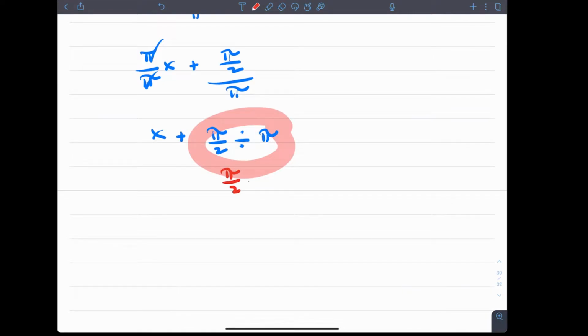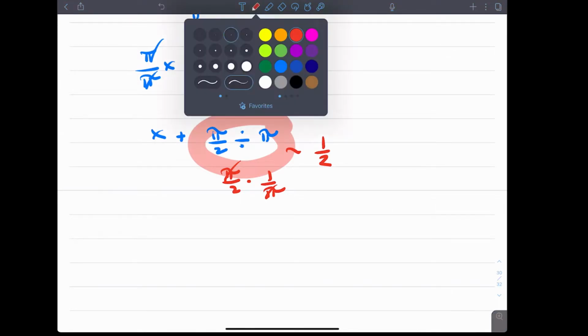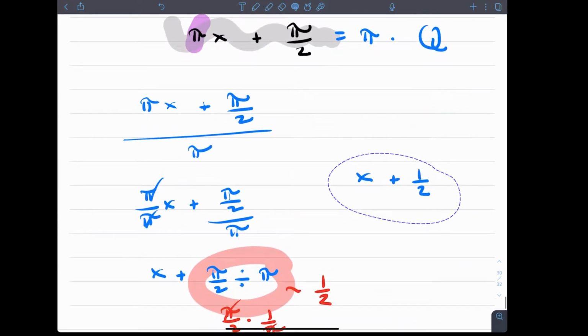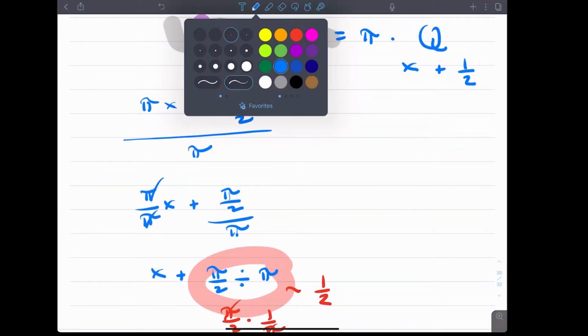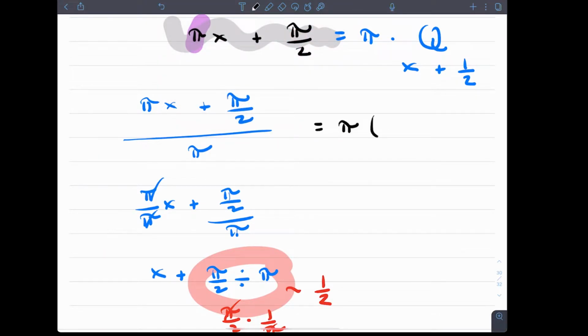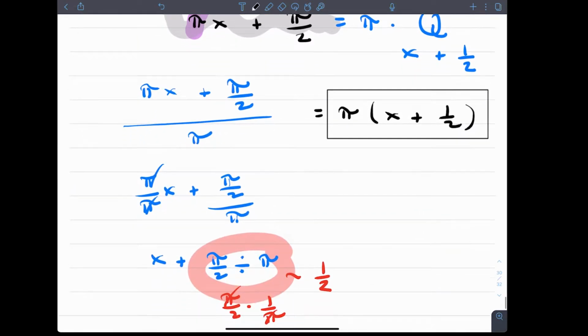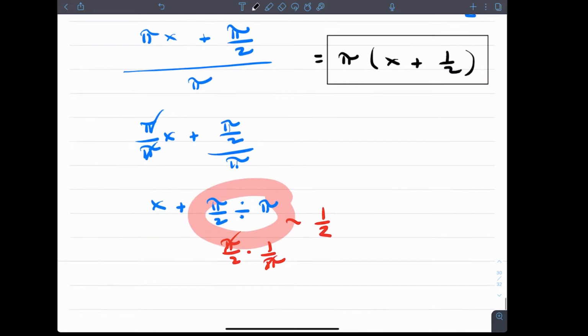Pi over 2 times 1 over pi. What do you think just happened? That's 1/2. So what is your quotient going to be? This quotient is x plus 1/2. That quotient goes right up here. So the final answer, pi times x plus 1/2. Okay? Which one? On the bottom there? Yeah.